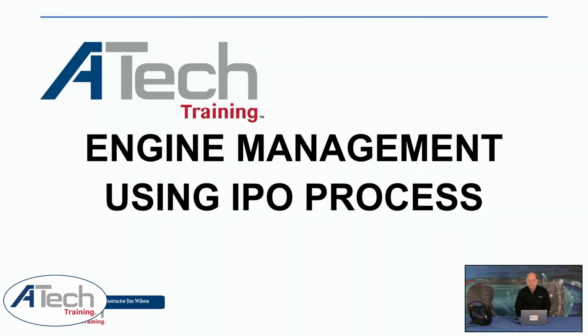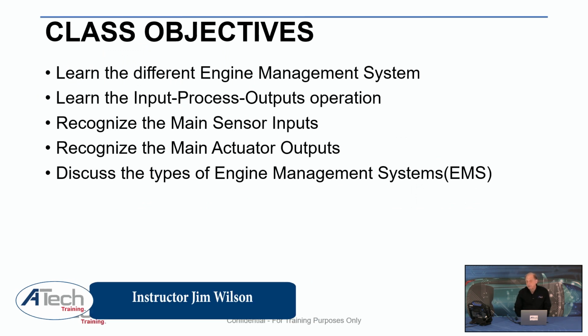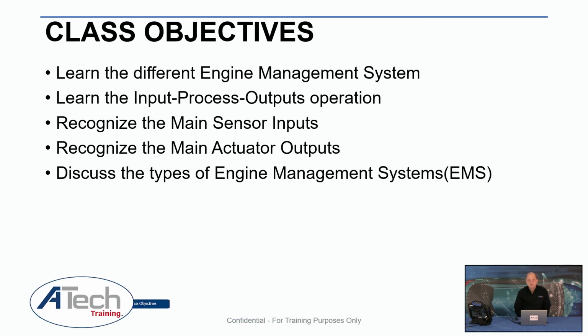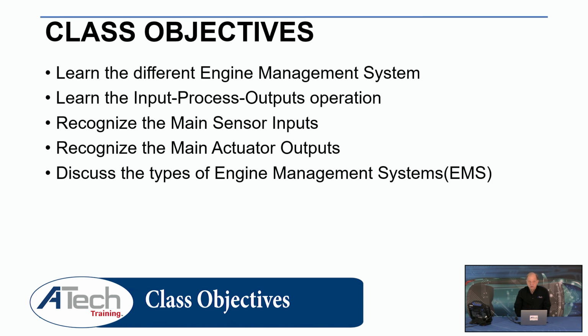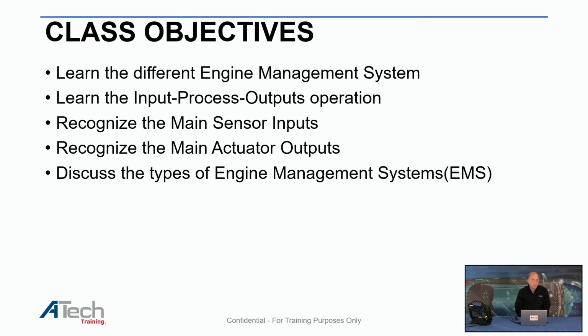Okay, in our class on engine management using the IPO process, input, processing, and output, we're going to go over some class objectives. First of all, we have to learn the different engine management systems out there. We have to learn the input, process, and output operation of the systems we're working on. We have to recognize the main sensor inputs and the main actuator outputs, and discuss the types of engine management systems that are out in the cars today.